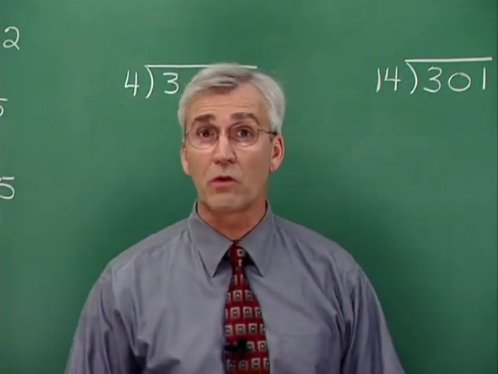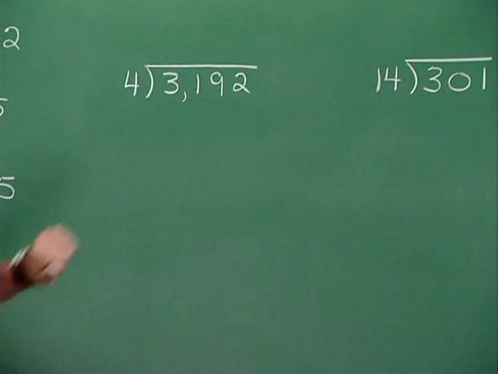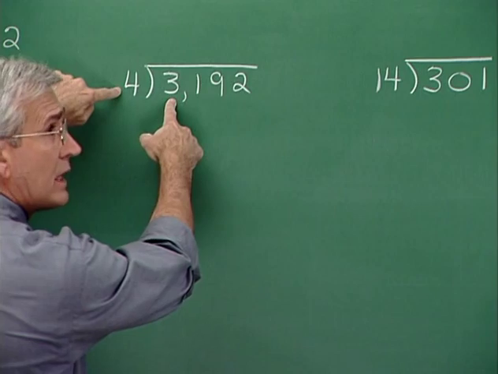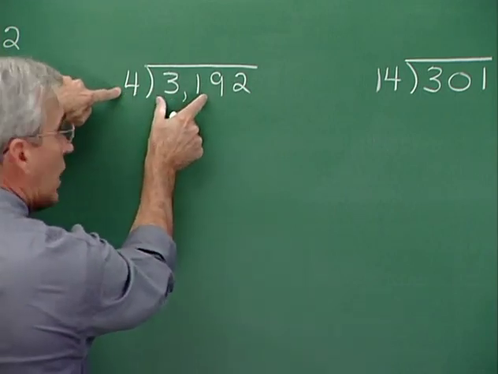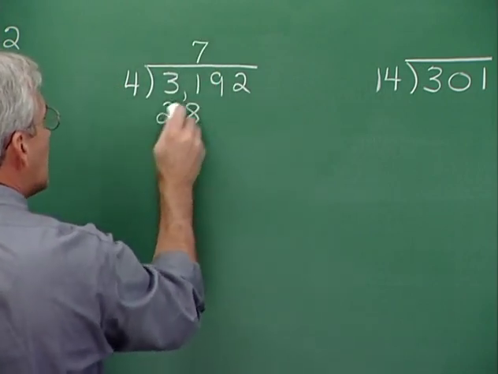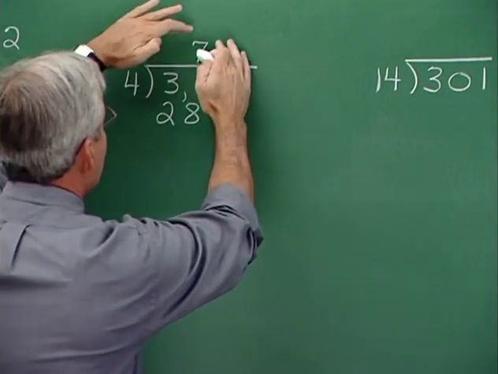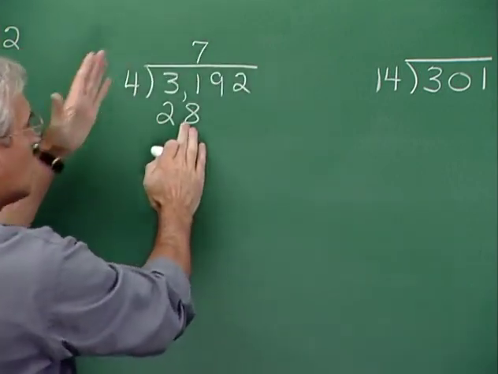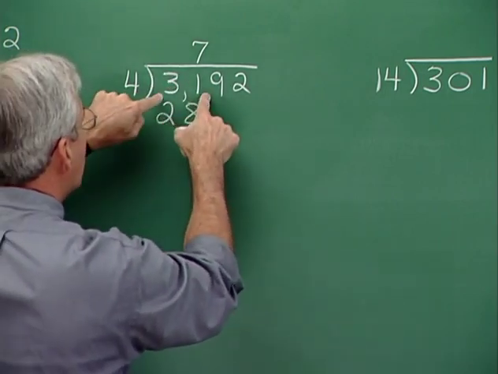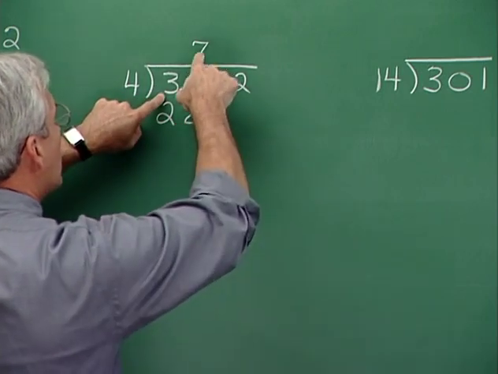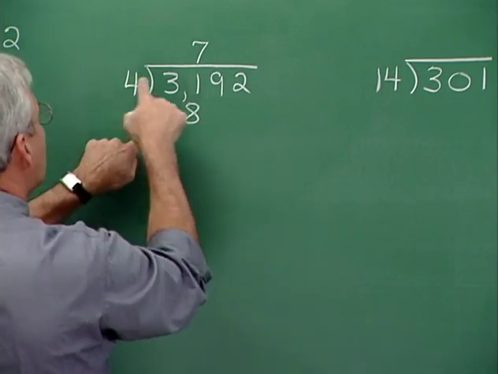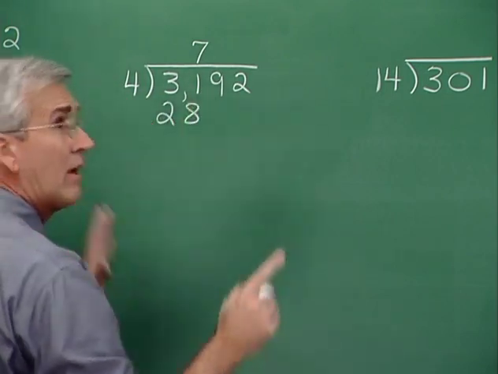Let's run through the long division process. If we're dividing 4 into 3,192, we might reason like this. We might think, well, 4 doesn't go into 3, but we'll think of 4 into 31. 4 into 31 goes 7 times. 7 times 4 is 28. Now, we identify it as 7 times 4 to be 28 because we're looking for the most number of times that 4 will go into 31. The most number of times that it goes into 31 is 7. That is, 28 is the largest multiple of 4 that is below 31. That's another way to look at it.